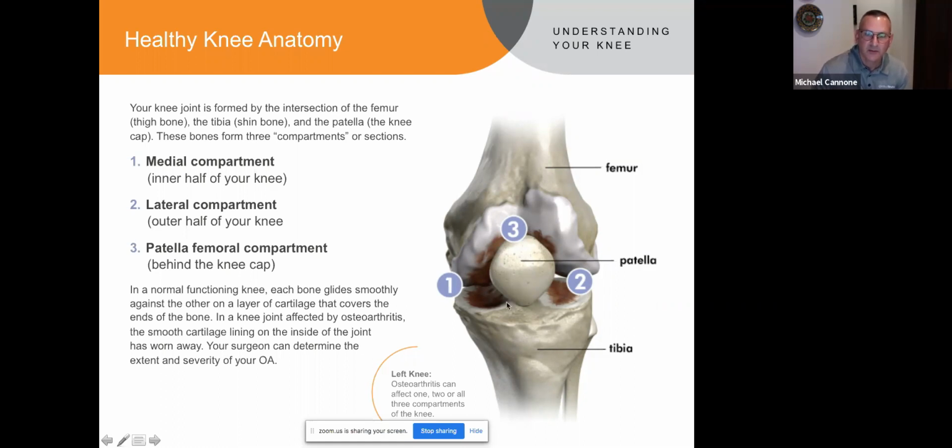So there's compartments then on the inside of the knee. We refer to this as the medial compartment. And then on the outside of the knee here, we refer to this as the lateral compartment. And underneath the kneecap, we refer to that as the patellofemoral compartment. And you can get disease in the knee arthritically in all or one of these compartments at a time.